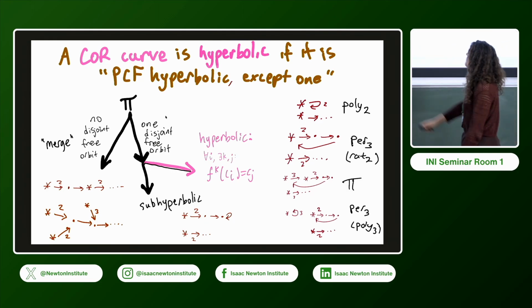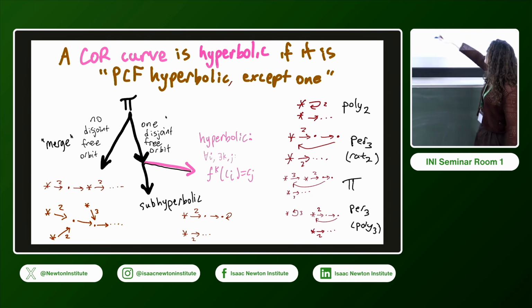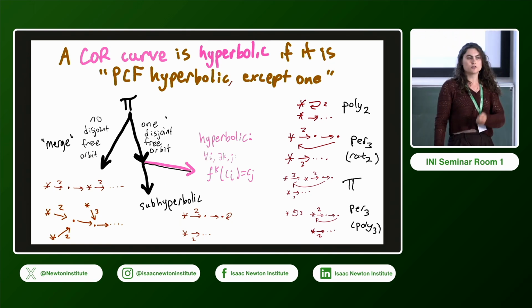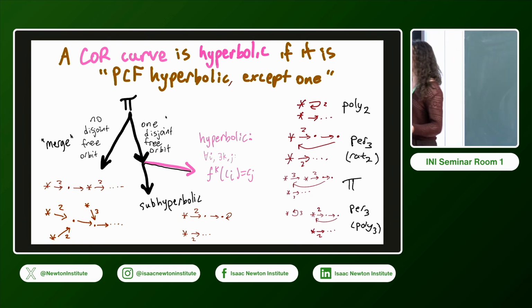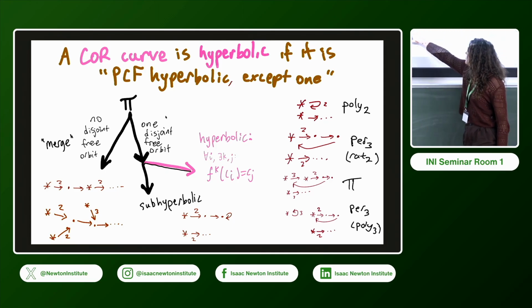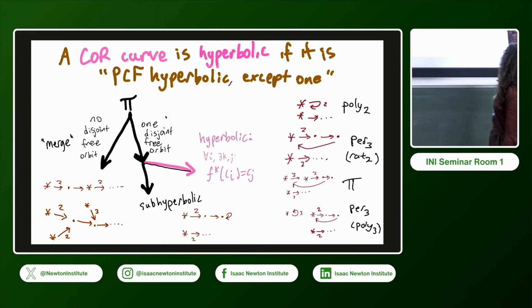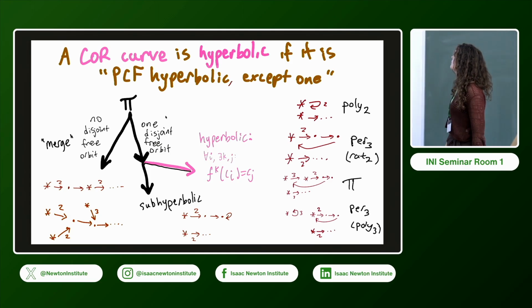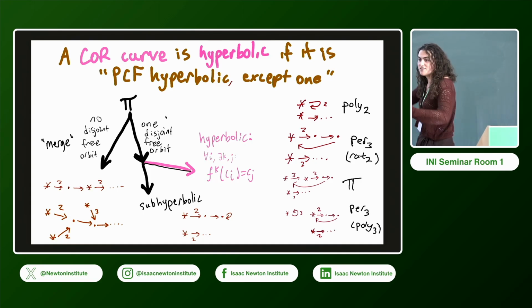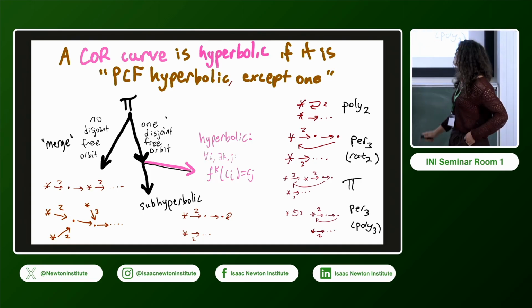Okay? And then if there is one disjoint free orbit, it'll be hyperbolic if every critical point sees another critical point in its forward orbit, and it'll be subhyperbolic if it doesn't. So this map is subhyperbolic, it's not hyperbolic because this critical point maps into a repelling cycle. But for all of these examples up here, these are different examples where every critical point that's in the sort of not free cluster sees a critical point in its forward orbit.